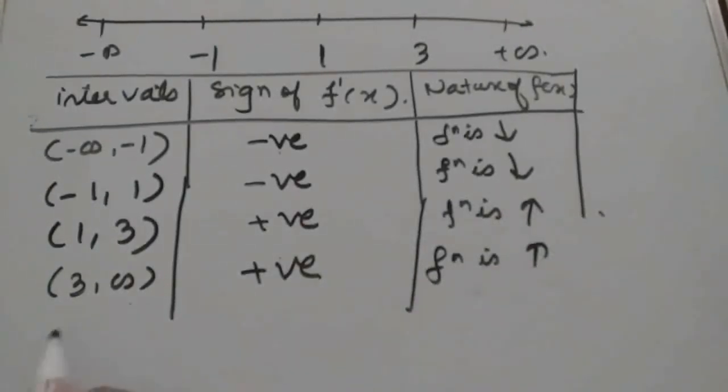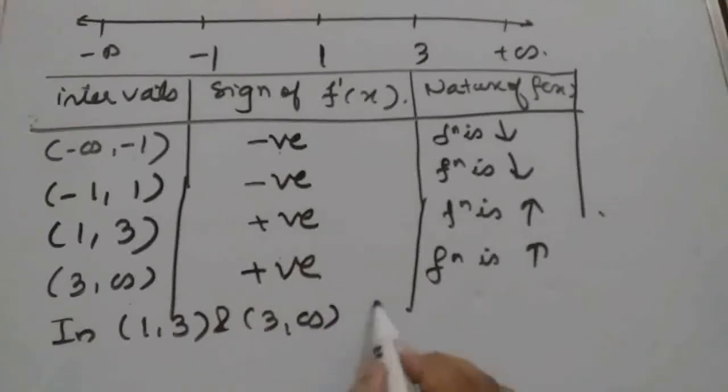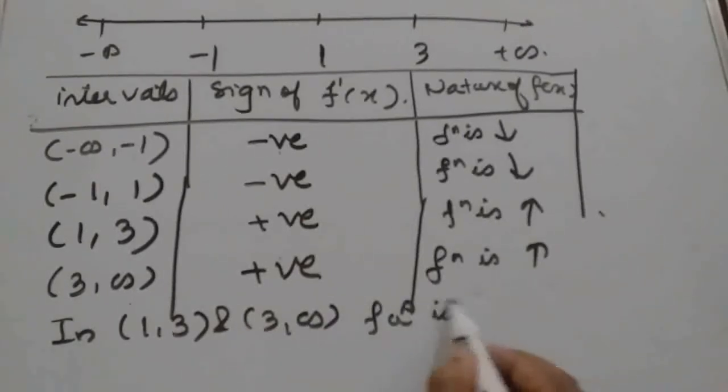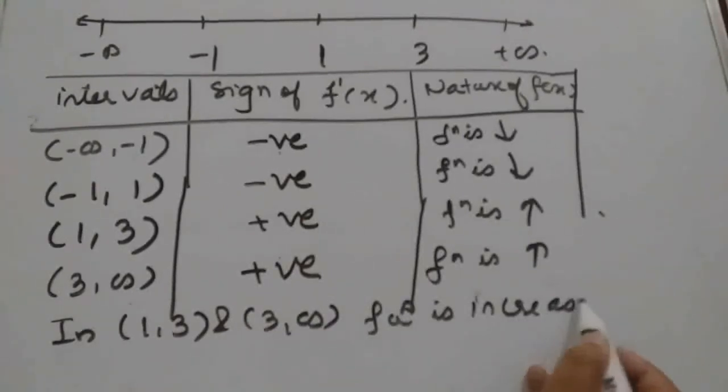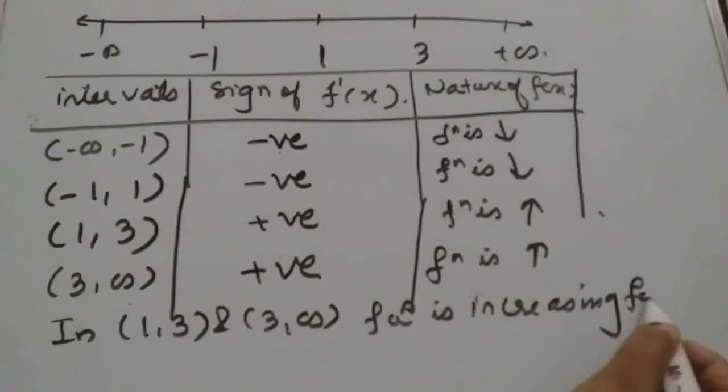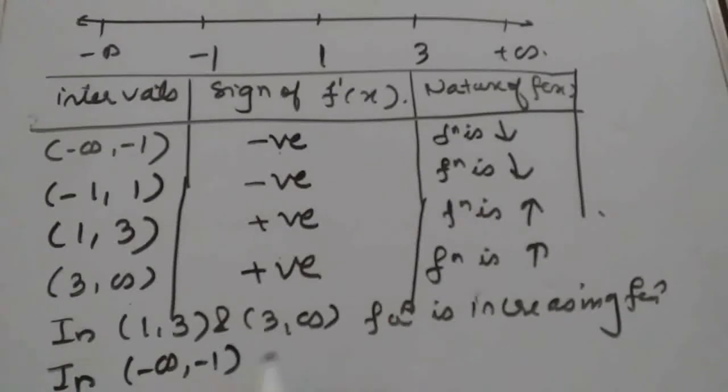Okay, so we can write in interval 1 comma 3 and 3 comma infinity function is increasing, and in minus infinity to minus 1 and minus 1 to 1 function is decreasing.